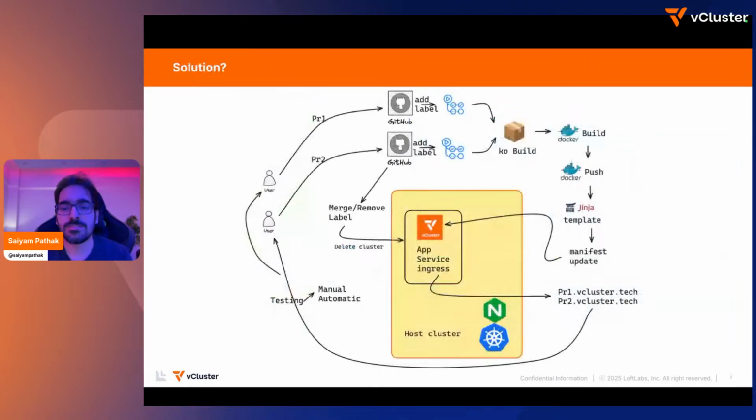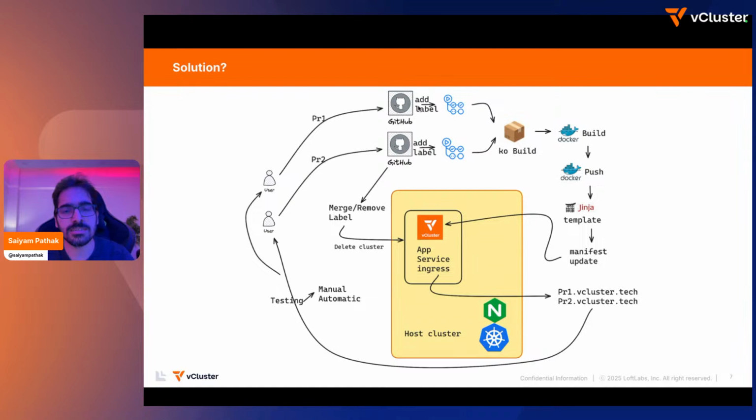Solution. So today we'll try to make the developer happy, and we'll do exactly the solution to the problem that I just mentioned. There are multiple users, and let's say there's this user, and the user raises a pull request for a particular repository, a change. Then they add a label.